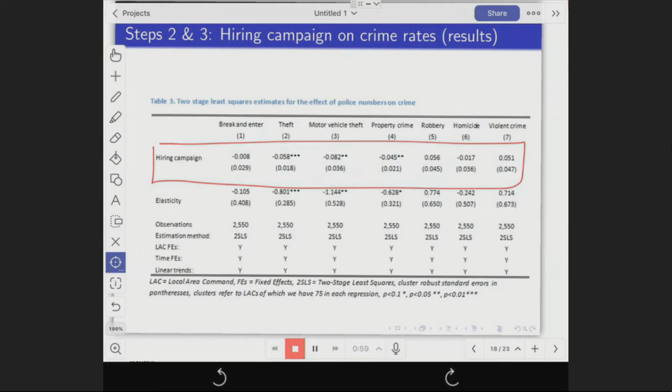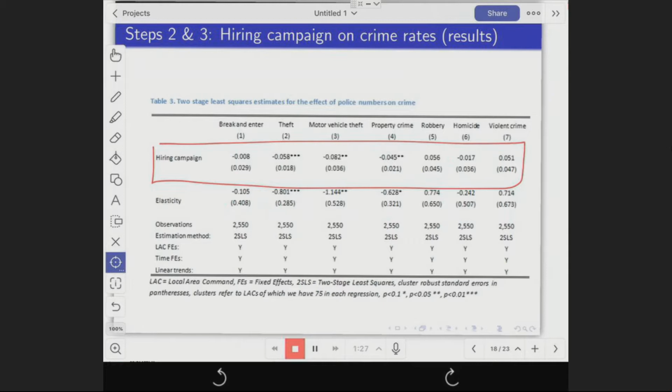All right, so far we know that the hiring campaign increased the size of the police force significantly. We know that crime and arrests fell during the hiring campaign. If you're willing to swallow the identifying assumption that there's no factor that varies over time and between LACs during that year, then this row here, the bottom row, gives you the elasticity of crime with respect to police.